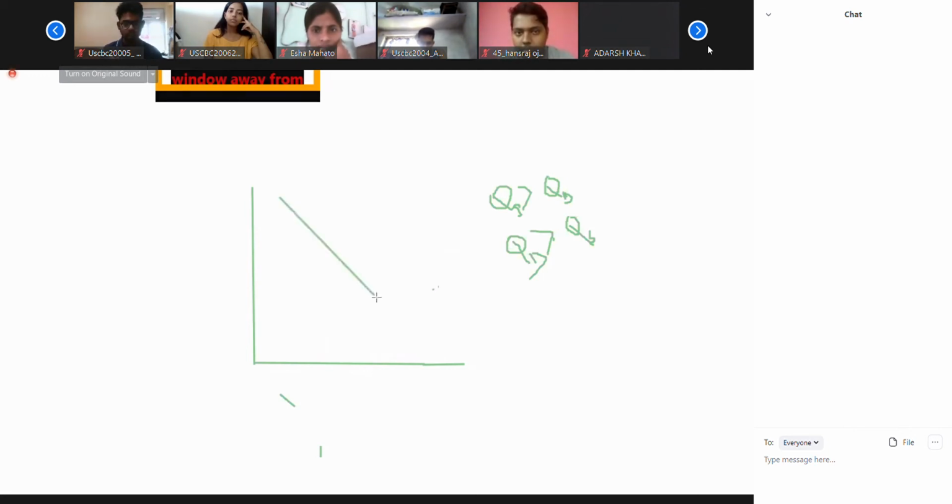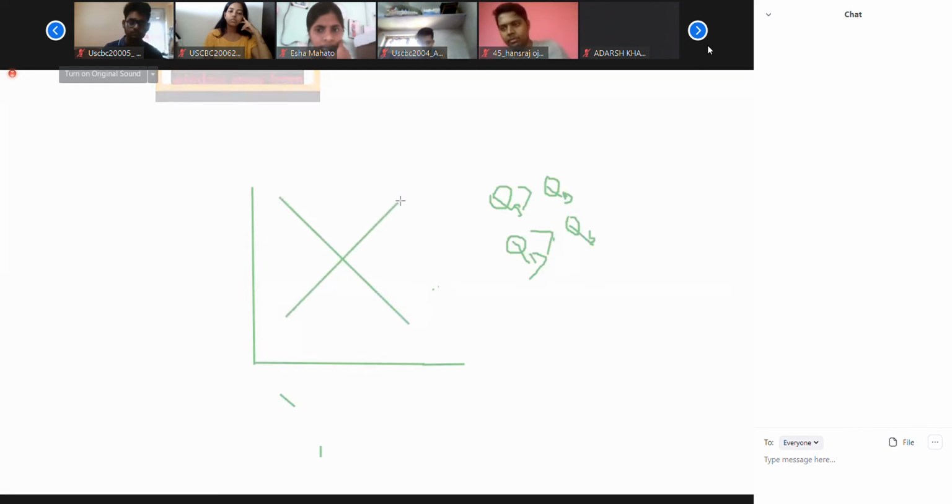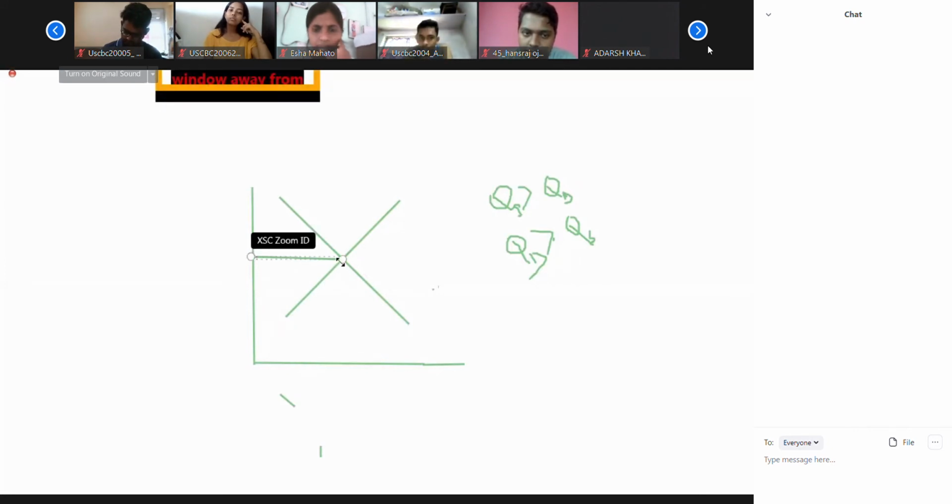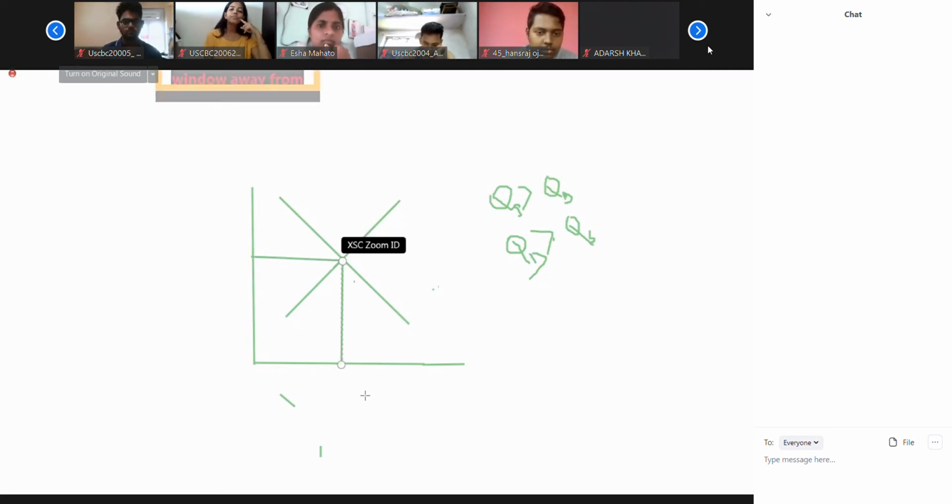Let me draw the original situation. Suppose this is the original situation, with the original income of the consumer and the original equilibrium point. I am not naming it because I am not that comfortable with this text. But you should name the points. Whenever you draw any diagram, without nomenclature and without marking the axes, the diagram is totally meaningless.